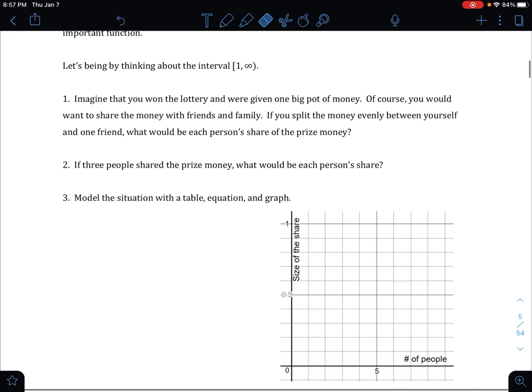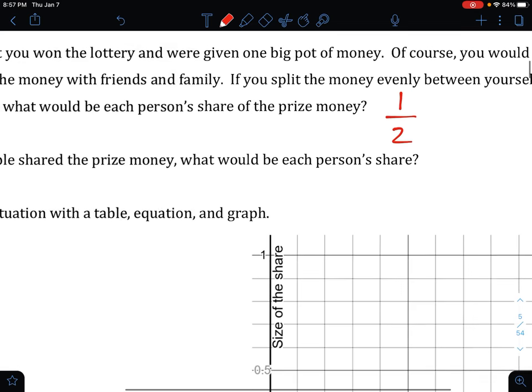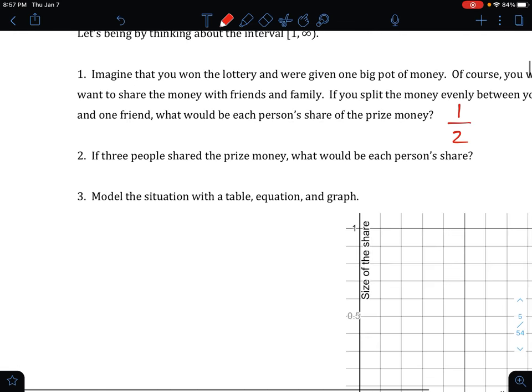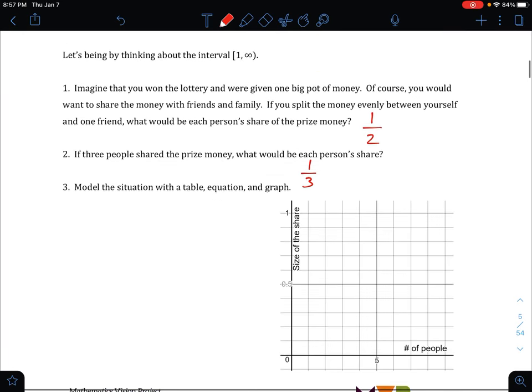All right. It says, imagine that you won the lottery and you were given a big pot of money. Of course, you would want to share that money with friends and family. If you split the money evenly between yourself and one friend, what would each person's share of the prize be? Well, that'd be a half, right? You'd get 1/2 of the prize. If 3 people shared the prize money, what would each person's share be? Well, that would be 1/3, okay?